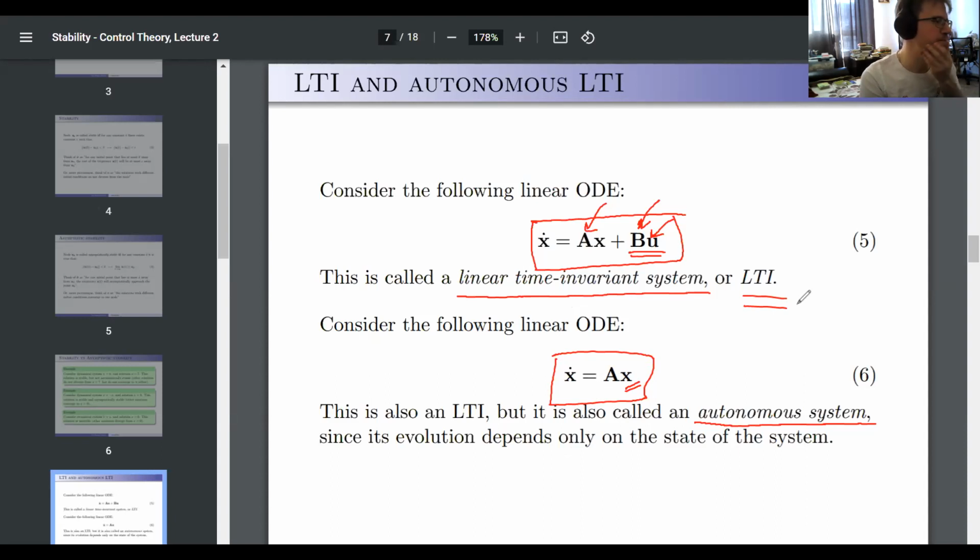But okay, I will retract the statement. We can discuss stability of autonomous and non-autonomous systems, but we would have to be careful when we are discussing non-autonomous systems in terms of stability. You will see it actually in 2 lectures. Okay, good.